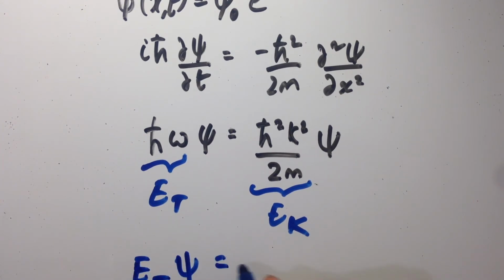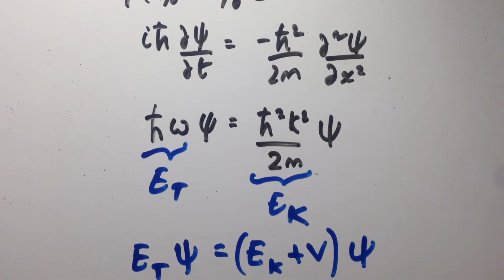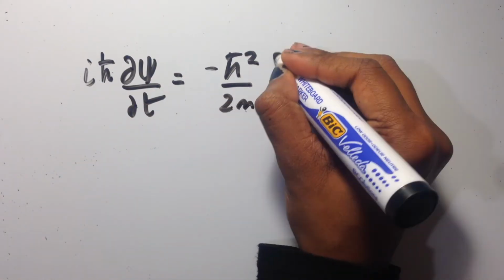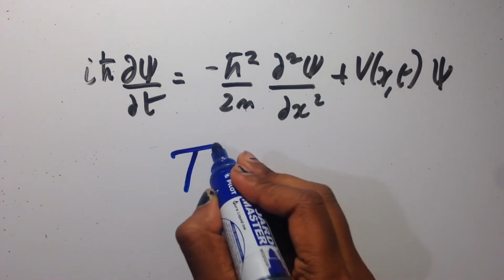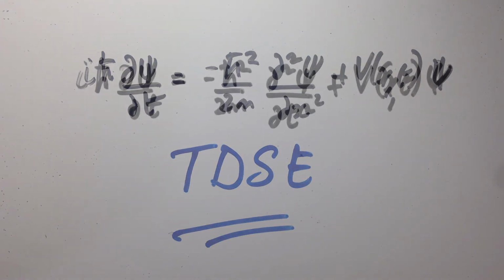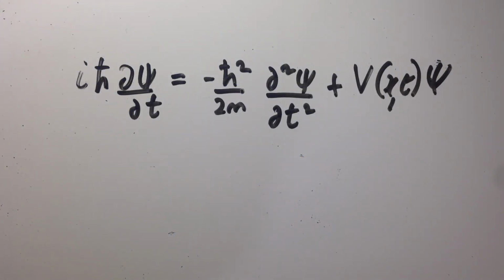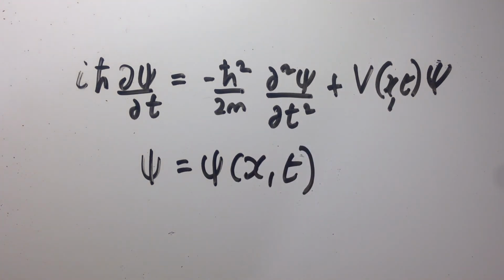To obtain a more general solution for a particle with kinetic and potential energy, we will write the total energy as being equal to the kinetic plus the potential energy of the particle. Adding on our potential term to our free particle equation, we arrive at our time-dependent Schrodinger equation. The solutions in one dimension for the time-dependent Schrodinger equation are waves in space and time, and describe the quantum behavior of a particle.